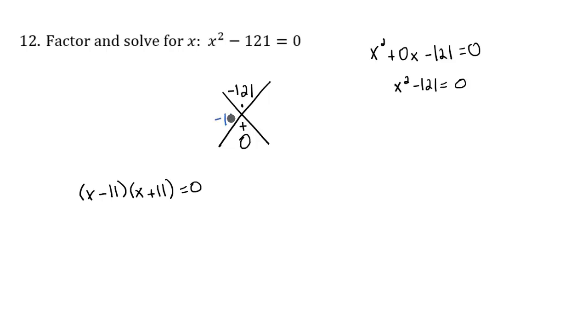So technically I can put those here as well if I want to stay organized. We set both of these equal to 0 and solve it. So there's the answer. x will equal 11, and then x will also equal negative 11.